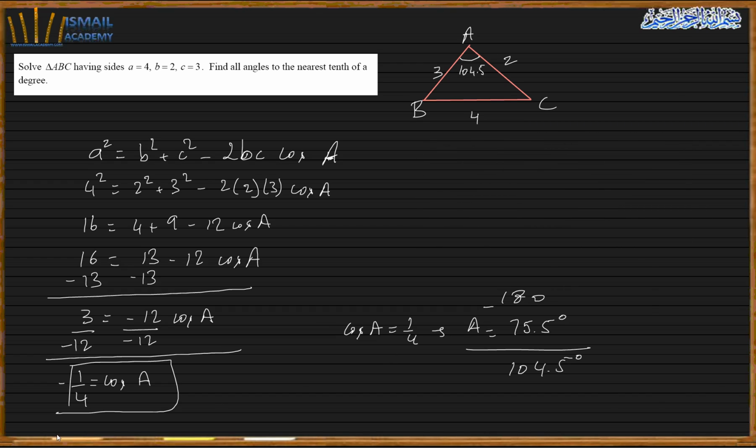All right, I got my A. So now I need to get my B. Here I'm not going to use the law of cosines again, because this is longer. What I'm going to do is use the law of sines: sine of A over little a is equal to sine of B over little b, and again sine of A over little a equals sine of C over little c. In that case I will get my two angles right away.